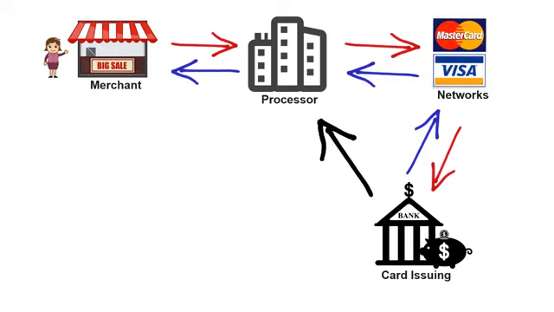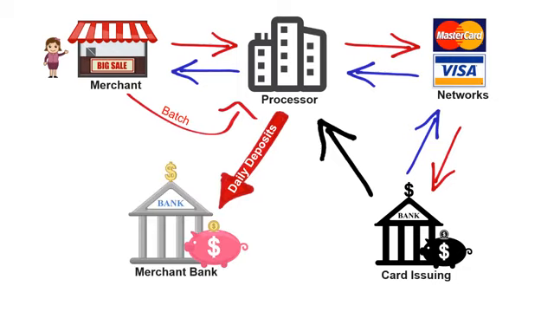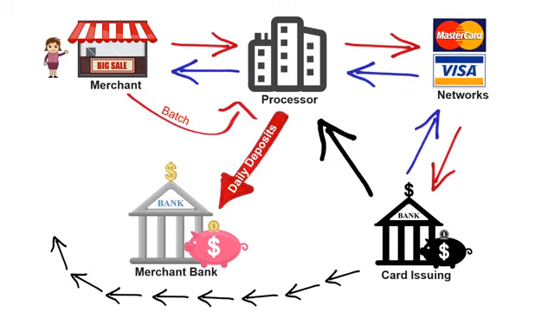The issuing bank then sends the money to the processing company to reimburse them for the purchase that was made. This whole process is completed in just a matter of seconds. At the end of the day, the merchant will send out all of their transactions, referred to as a batch, to the processor for monies to be deposited into the merchant bank account. And finally, the issuing bank will send the cardholder a bill for the purchase.